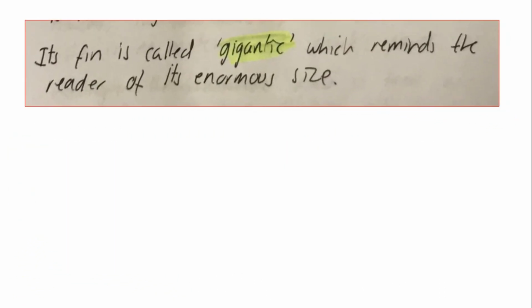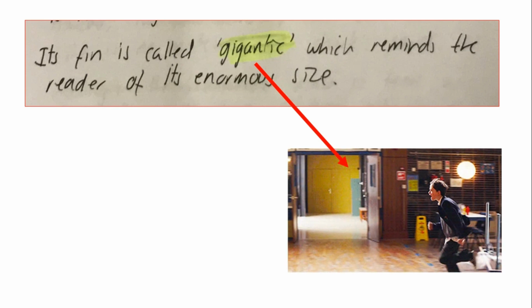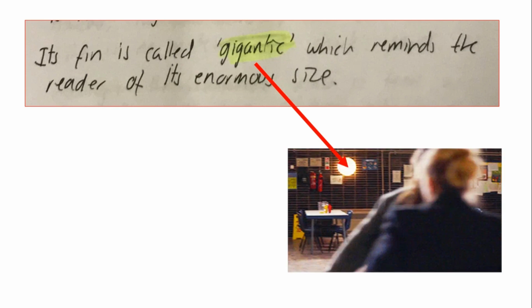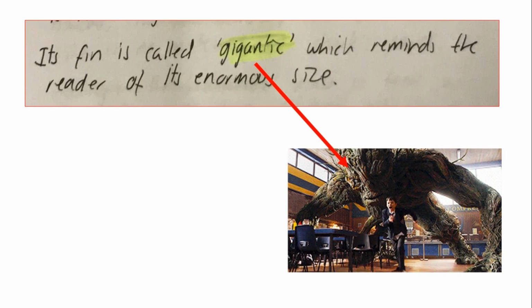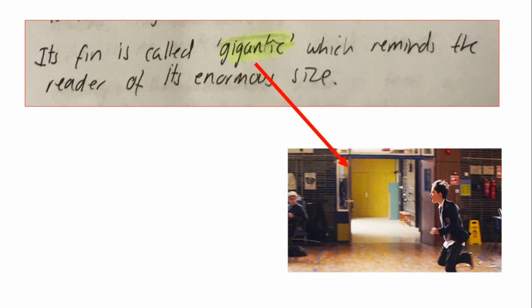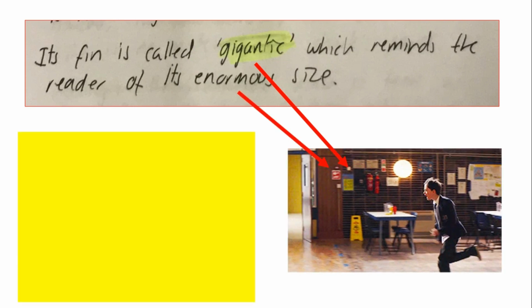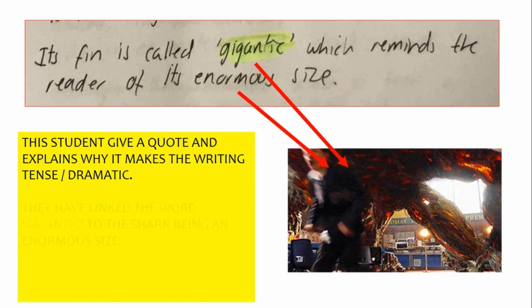Okay, "its fin is called gigantic, which reminds the reader of its enormous size." So all the way through, you can make a point that the writer is referring to the size of the shark. And to be honest, the main thing about Jaws, the shark, is that it's huge. So really simple point, but I'm showing the examiner I can pick out words and phrases. So I've picked out the word gigantic and say why it makes it tense and scary. Again, if it had been a tiny shark, it's not particularly scary. The fact that it's scary is because this shark is gigantic, it's huge. So say why it's tense and dramatic.